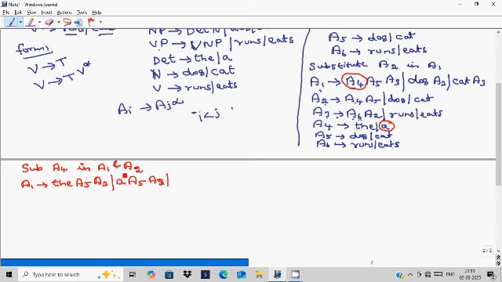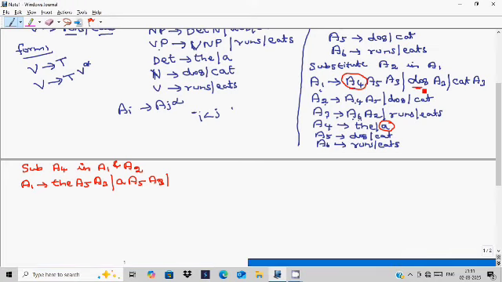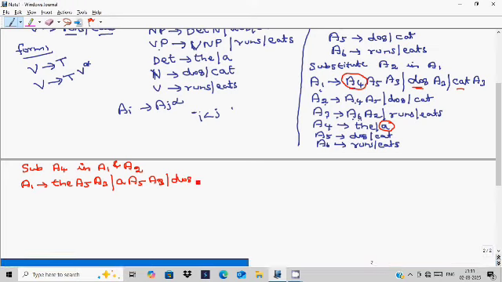Now when we go here, this A1 already has other productions, which actually start with a terminal. So no issues with this. So we will write it: dog A3, and then it is cat A3. So no issues with this.